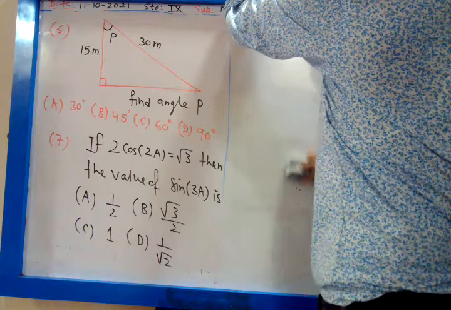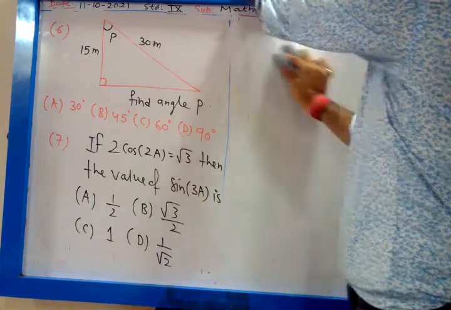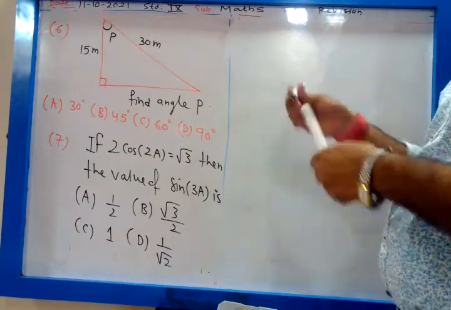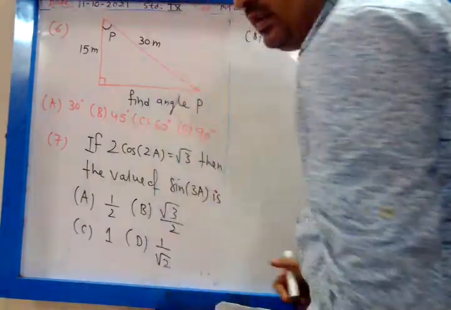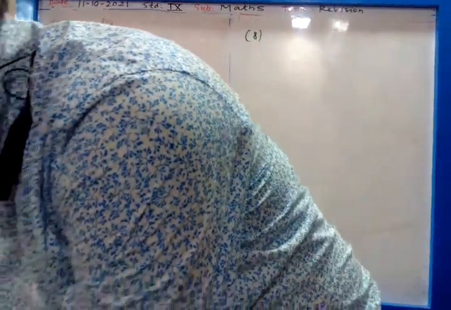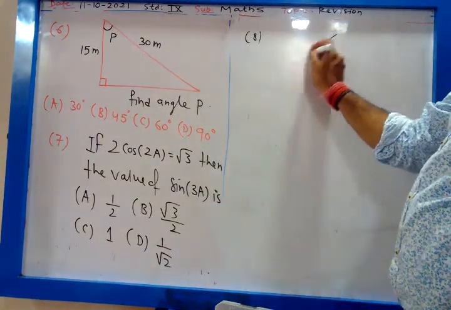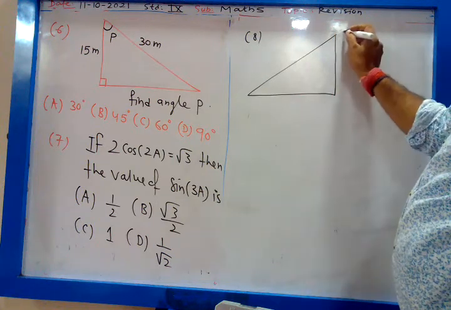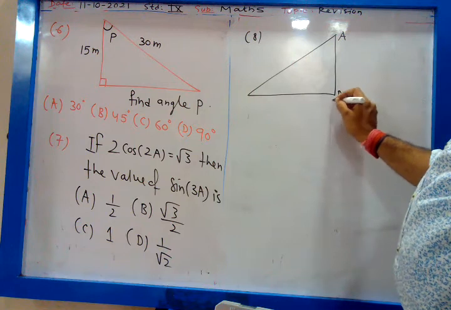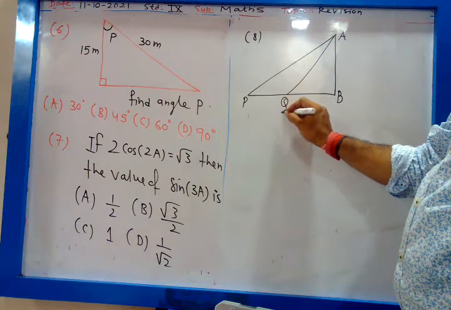Solve this. Then 8th question. You are given a triangle ABPQ. Okay. You are given a triangle ABPQ. Okay, this is my Q.